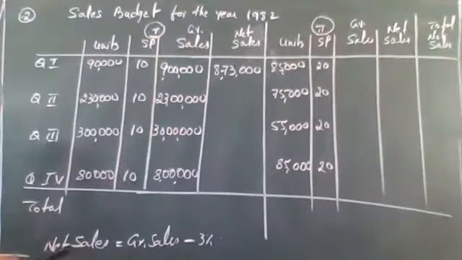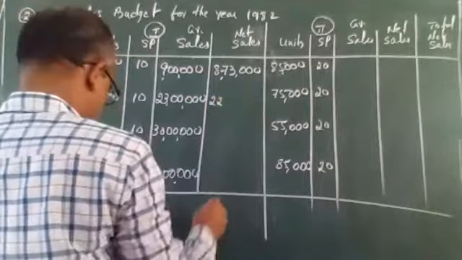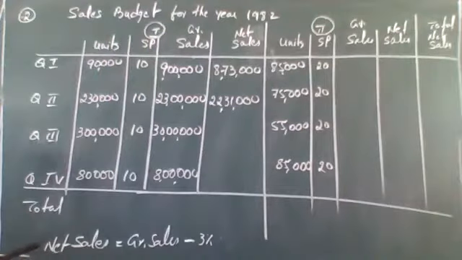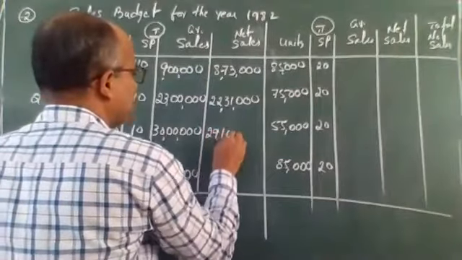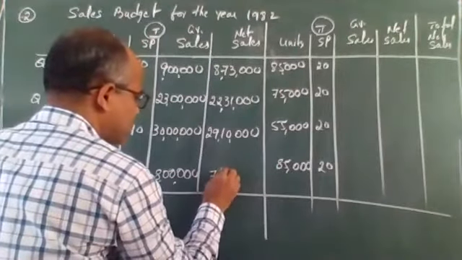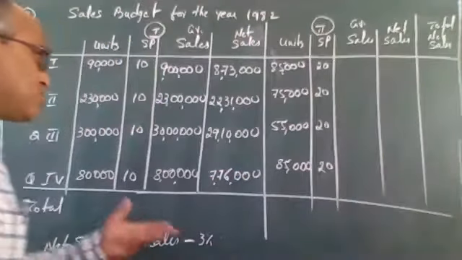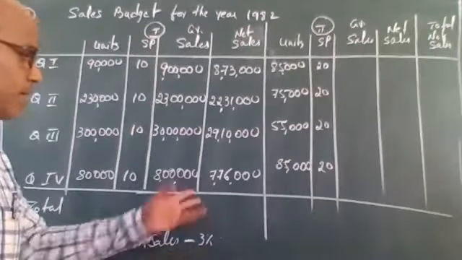Similarly, 23 lakhs into 3% gives me 69,000 loss. So this will be 22 lakhs 31,000. 30 lakhs into 3% gives me 90,000. So it will be 29 lakhs 10,000. 8 lakhs into 3% gives me 24,000. So it should be 7 lakhs 76,000. Did you get this, guys? Nothing special. Whatever gross sales you have, deduct 3%, you'll get the net sales.